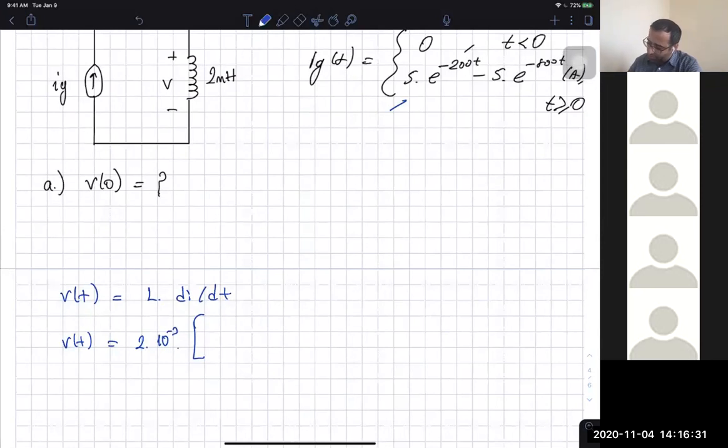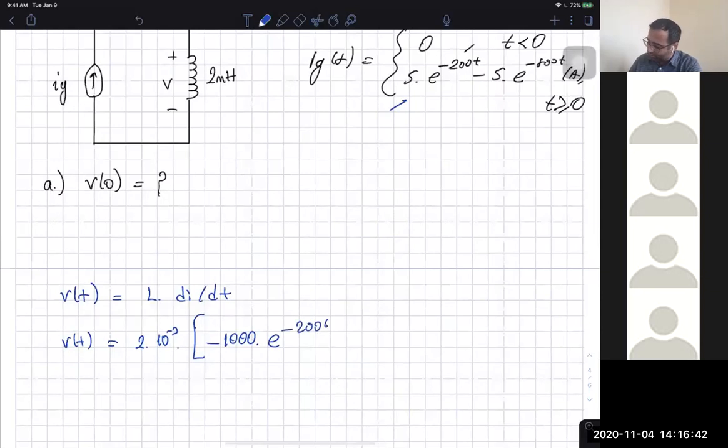Minus 200 will be just a multiplication coefficient, so that will be minus 1,000 times e to the minus 200t, I hope, right? And then on the right-hand side we have minus 5 times e to the minus 800t, so that will be plus 4,000, I think in this case, 4,000 times e to the minus 800t. Please double check my calculations. Does it look okay up to now?